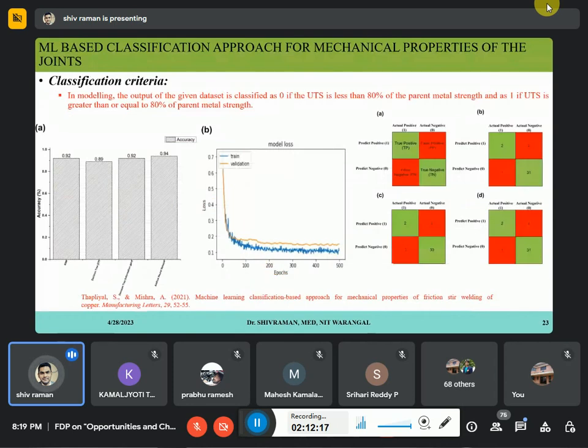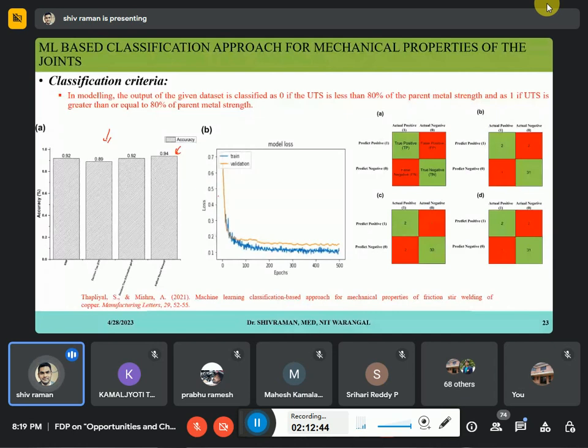Based on that, we applied four machine learning algorithms. One was KNN, that is K nearest neighbor, then decision tree with information gain, and finally artificial neural network. This is the performance based on the accuracy. The neural network gave us a higher accuracy of 94%.